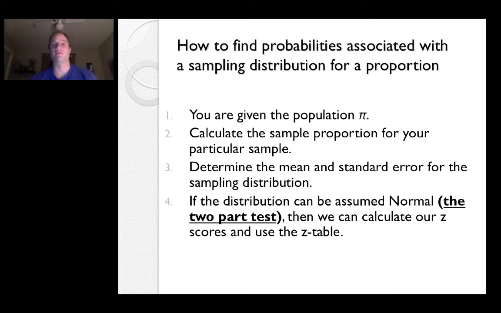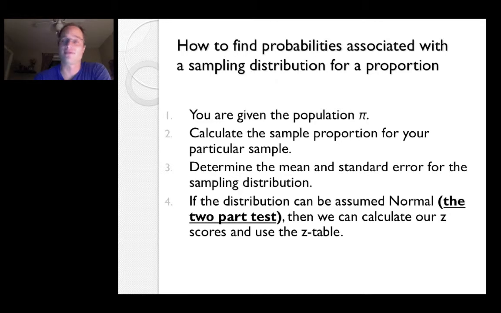The steps to finding a probability associated with the sampling distribution for proportion. Step one, you're given a population proportion pi. It could be the case that you'd have to calculate it, like the likelihood of getting a 2 on a roll of a die. Then you're talking about a 1 out of 6 chance, and that would be pi. But for all intents and purposes, you're given pi.